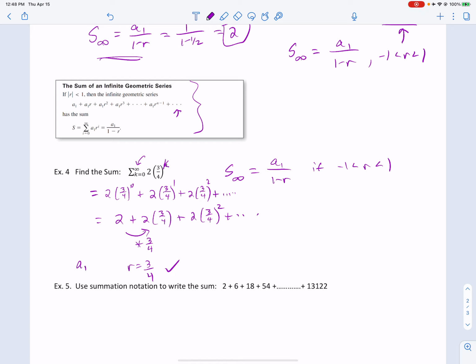My first term is 2. So my sum to infinity is my first term over 1 minus my r value, which is 2 divided by 1/4, which is 8.